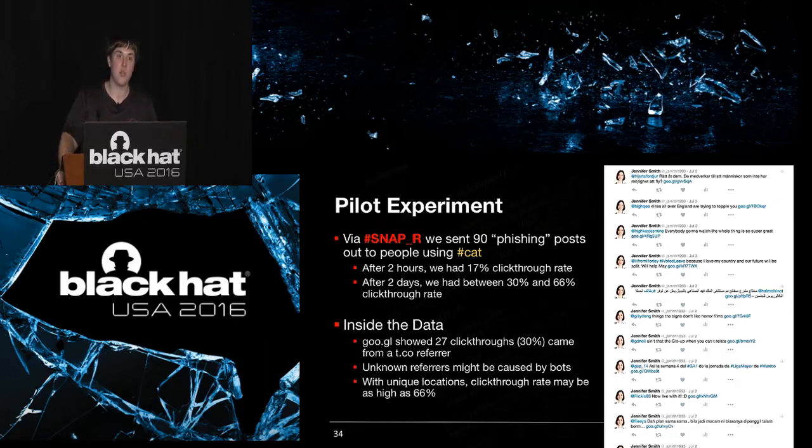If we use the strictest definition of what a user might be, making sure the referer is actually t.co and making sure the location matches up with their profile, we get a 30% click-through rate for that pilot experiment. If we use less strict requirements for verifying whether someone's clicking a link as a person versus a bot, for example not making sure the location matches up, we got a 66% click-through rate. We're trying to avoid being fuddy, so we're giving the 30% as our actual rate of success here.